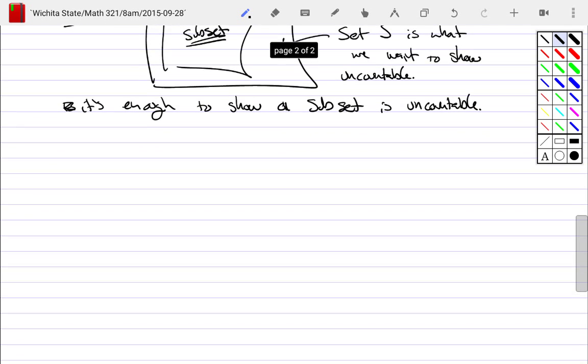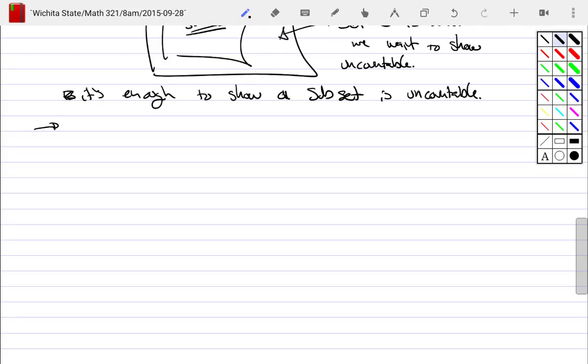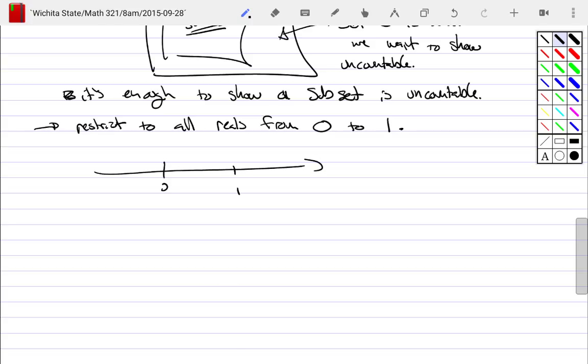And what we're going to do is restrict ourselves to all reals from 0 to 1. So that's a subset that we're going to be considering. I want to look at all reals between 0 and 1. So here is 0, here is 1, and in here is a real number R. We're going to restrict to just simply between 0 and 1. Why would we want to do something like this? It's going to narrow these reals down in terms of what they look like in decimal form.